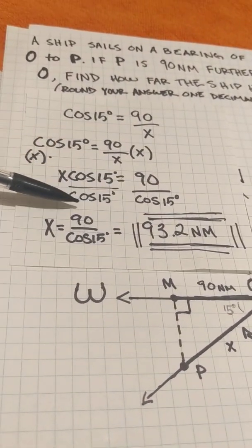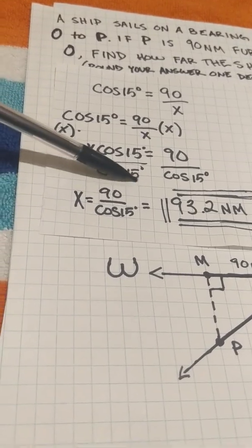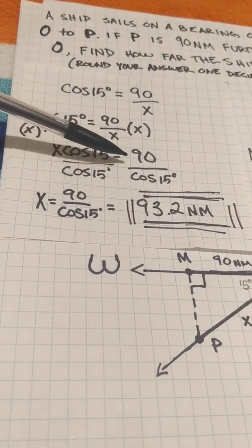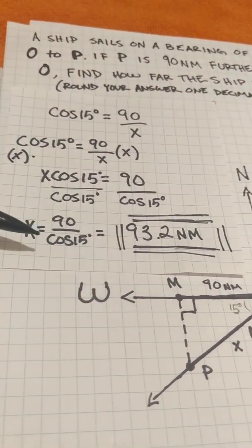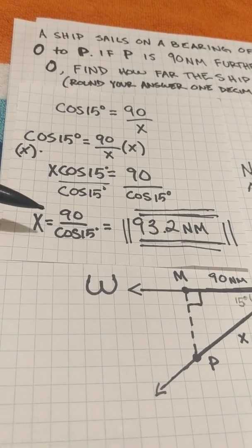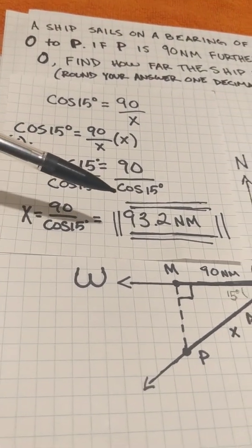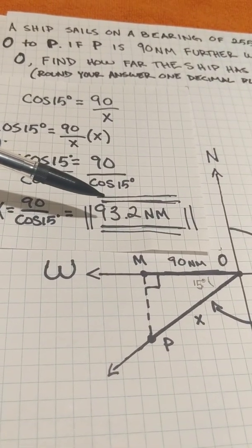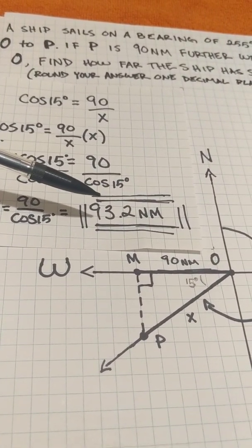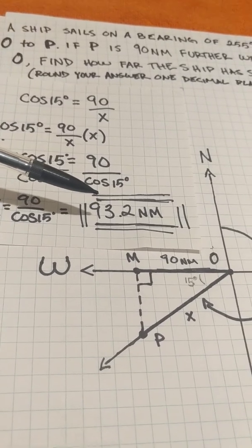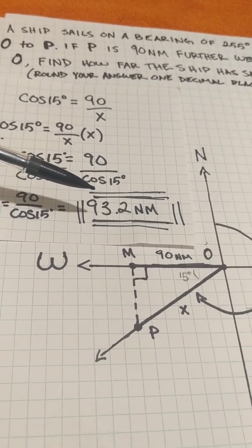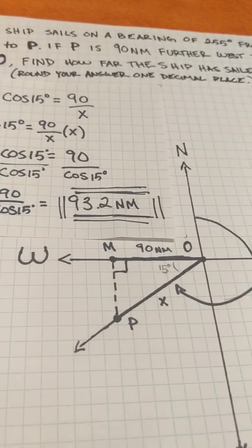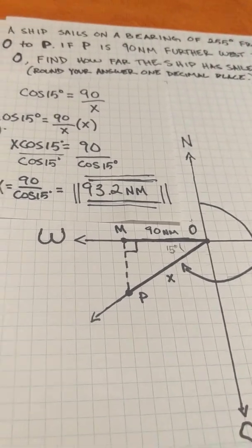Then you're going to divide both sides by the cosine of 15 degrees, and that's going to simplify into x is 90 over cosine of 15 degrees. And when you type that into your scientific calculator or your graphing calculator, and use the one decimal place rounding, you are finding out that the ship is 93.2 nautical miles away from the point of origin.